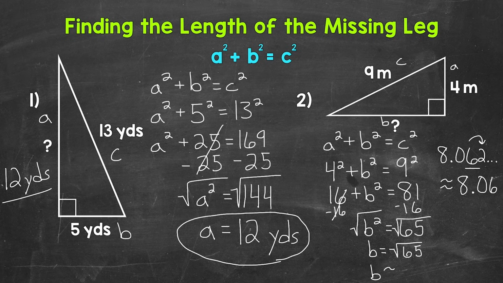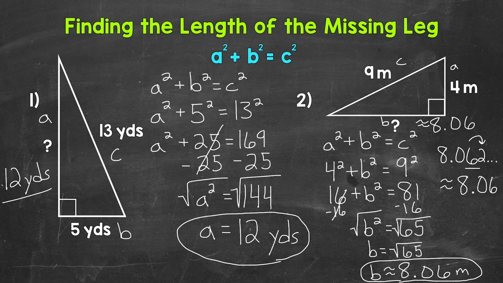B is approximately 8 and 6 hundredths, or 8.06, and this is meters. So the length of the missing leg is approximately 8.06, and again, this is meters. There's how to find the length of a missing leg. Let's move on to right triangles with decimal side lengths.